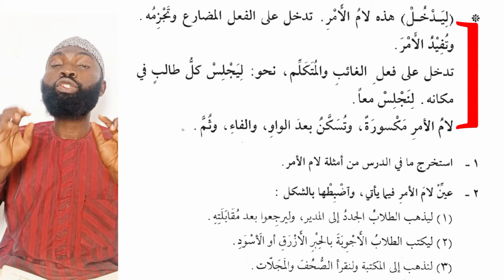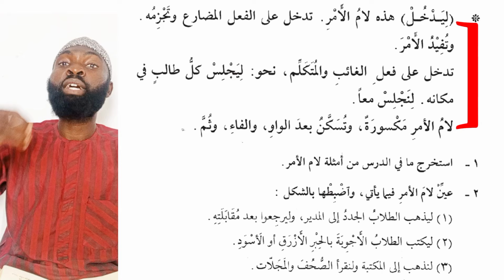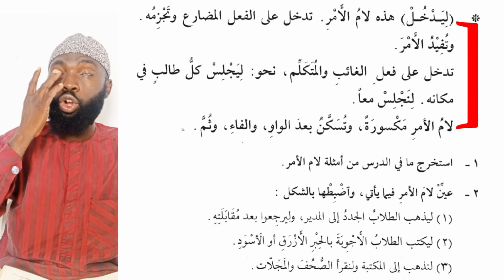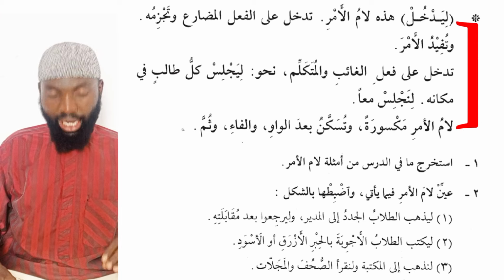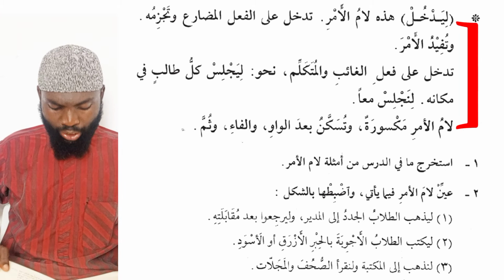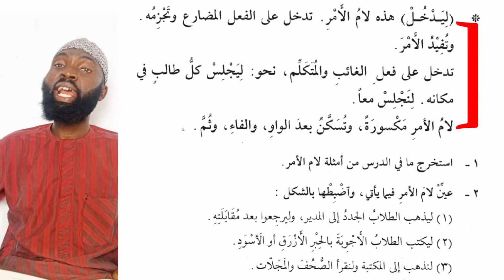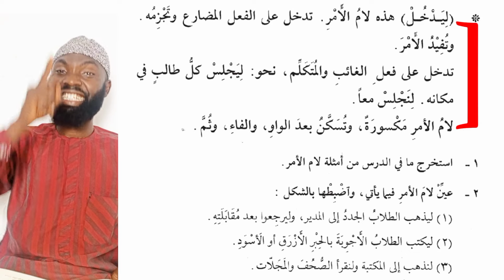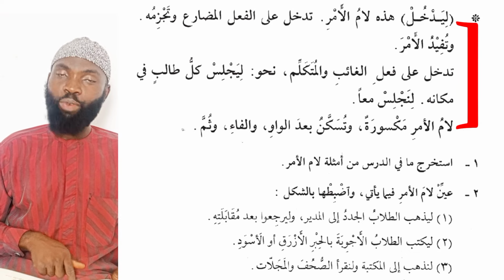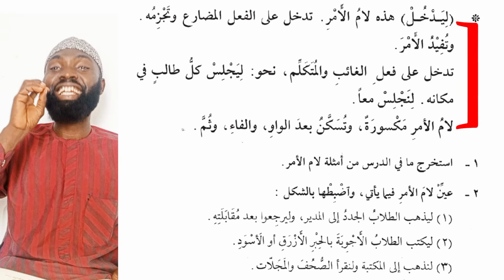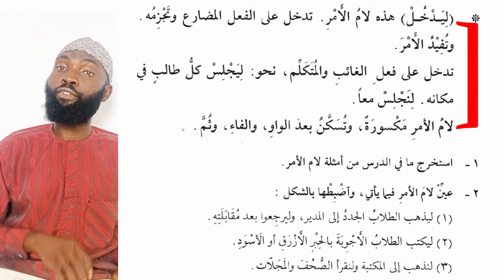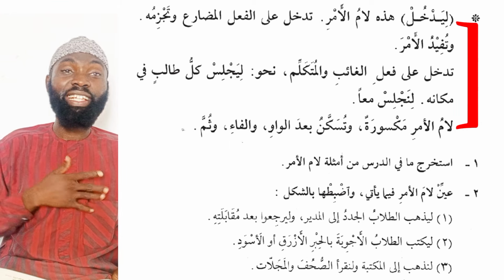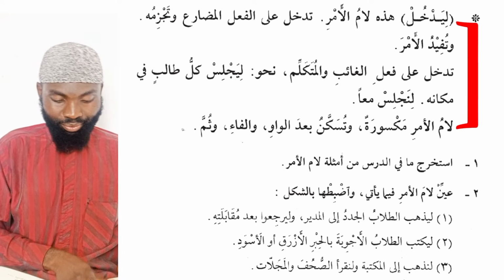تدخل على فعل الغائب والمتكلم. This lam is also introduced into the third person present tense verb or the first person present tense verb. An example, we have ليجلس كل طالب في مكانه. Every student should sit in their place. And we have linajlis ma'a, let's sit together. Yajlis is coming as the third person form, while najlis is coming in the first person plural form.